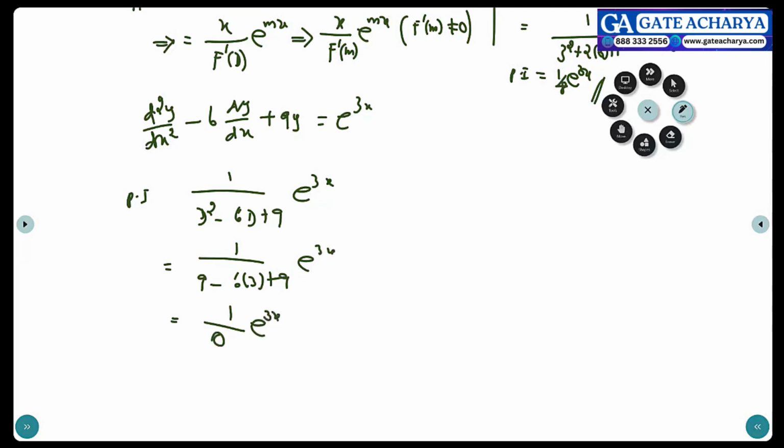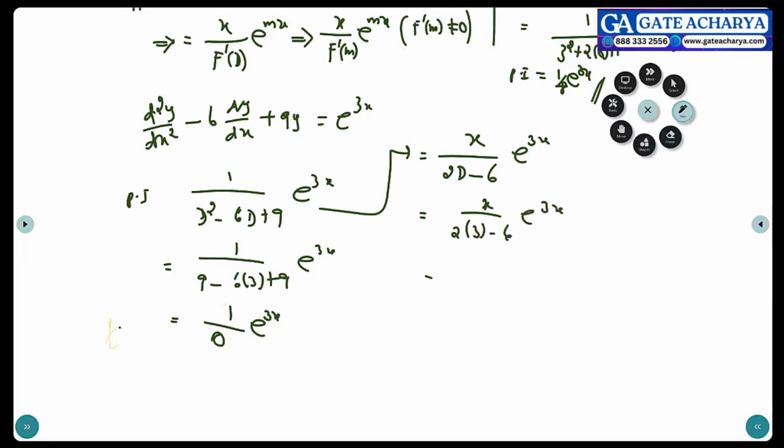e power 3x. Don't write it as infinity. If it is 0, then multiply the numerator by x and differentiate the denominator. Derivative of d square is 2d, derivative of minus 6d is minus 6, derivative of the constant is 0, into e power 3x. Again substitute d by 3. So x by 2 into 3 minus 6, e power 3x.